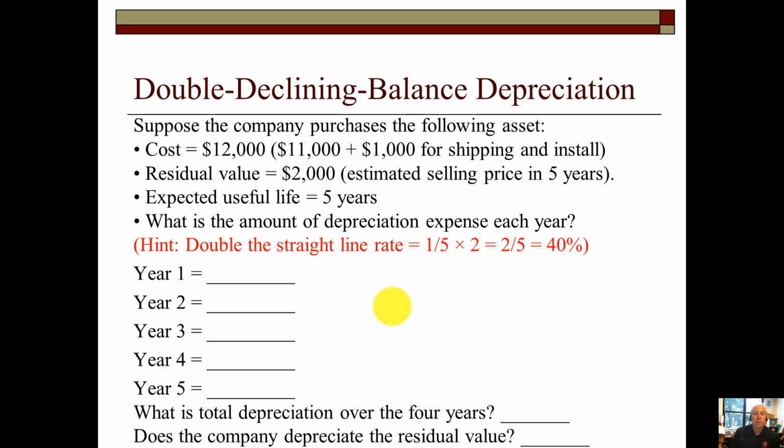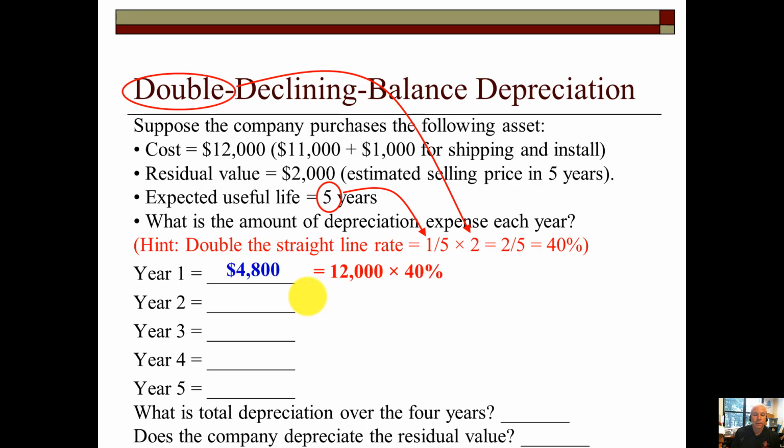Another thing you're going to do is you're going to initially ignore the residual value. You don't ignore it entirely. We'll worry about it in the later years. But in the earlier years, what we're going to do is calculate the depreciation. Okay, it's double the straight line. We're going to go ahead and take the historical cost, the amount that we capitalize. We're going to multiply it by the double declining rate of 40%. So the depreciation is $4,800 in year 1.